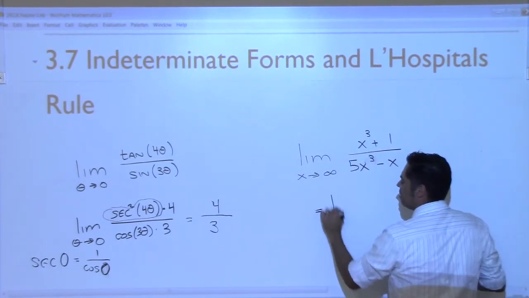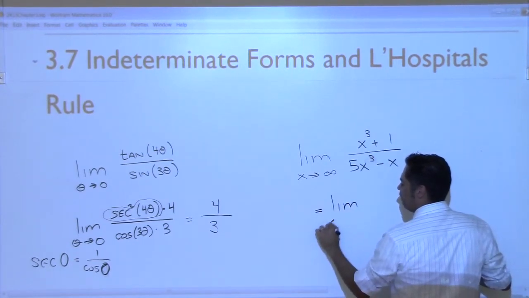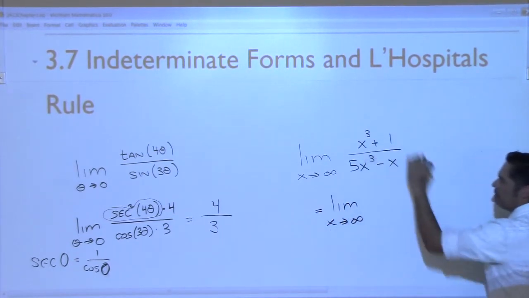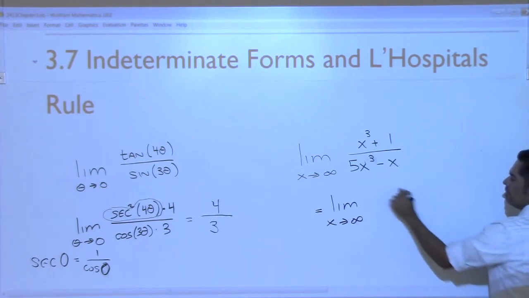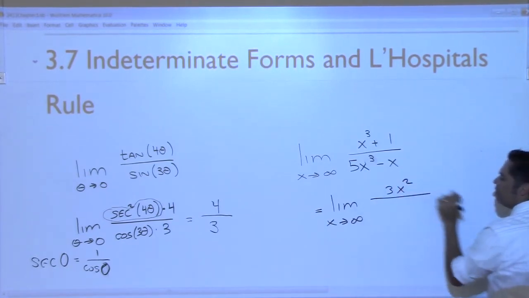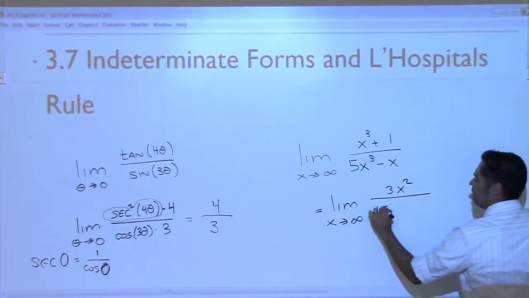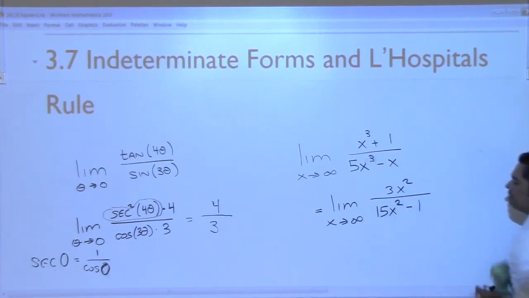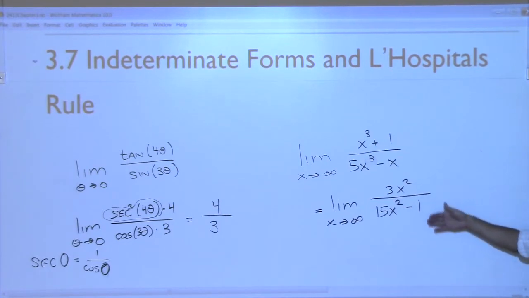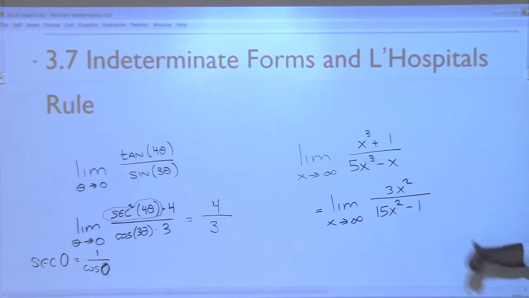Okay. I want you to take the derivative of the top and bottom right now. Derivative of top and bottom separately. So what would you get on top? 3x squared. And then on the bottom, what would you get? 15x squared minus 1. Now try and do the limit again. Don't we still get infinity over infinity? Yes? Do what I told you to do again.